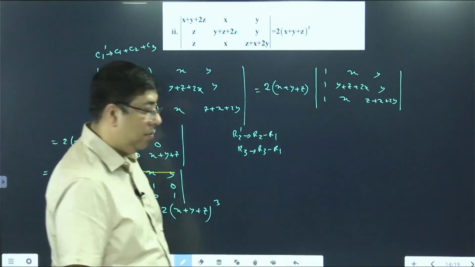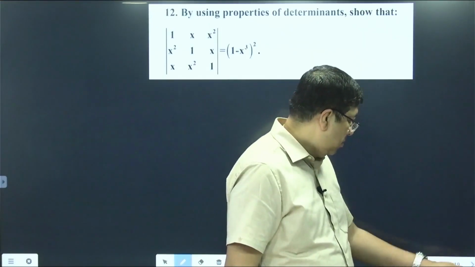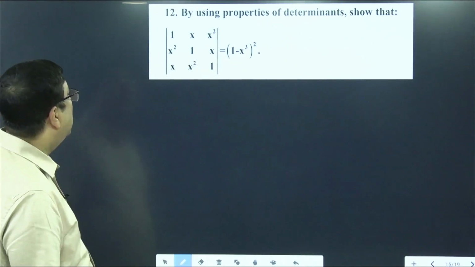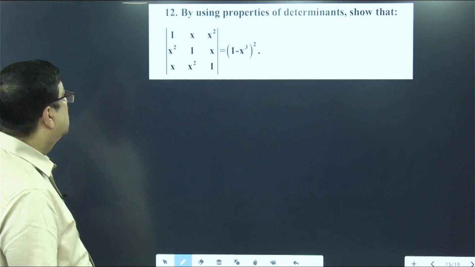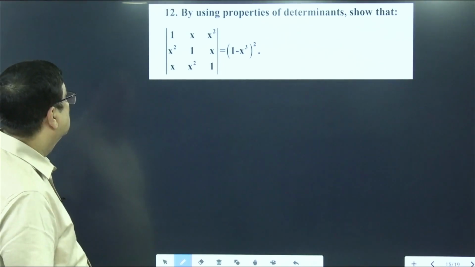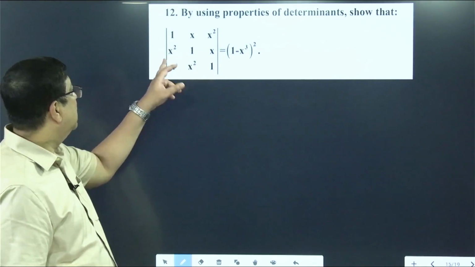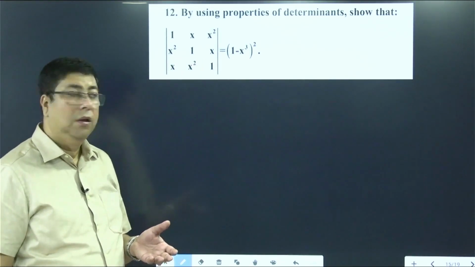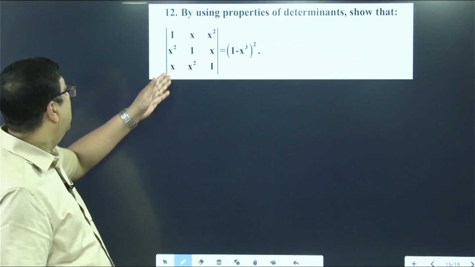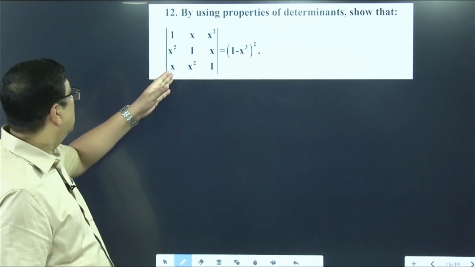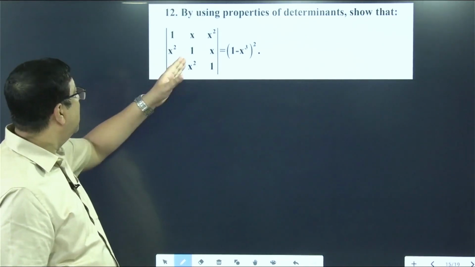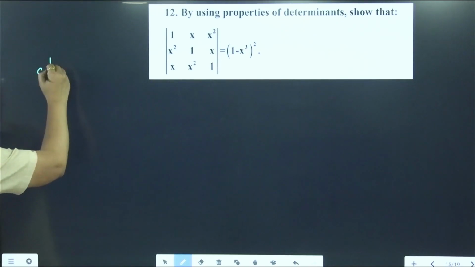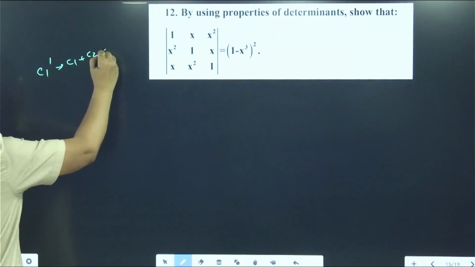Now, next up, by using the properties of the determinant, show that the determinant with rows 1 x x square, 1 x square 1, and so on, same as the previous one. It is better to operate on column C1, C1 plus C2 plus C3. So let us operate on C1, C1 plus C2 plus C3.